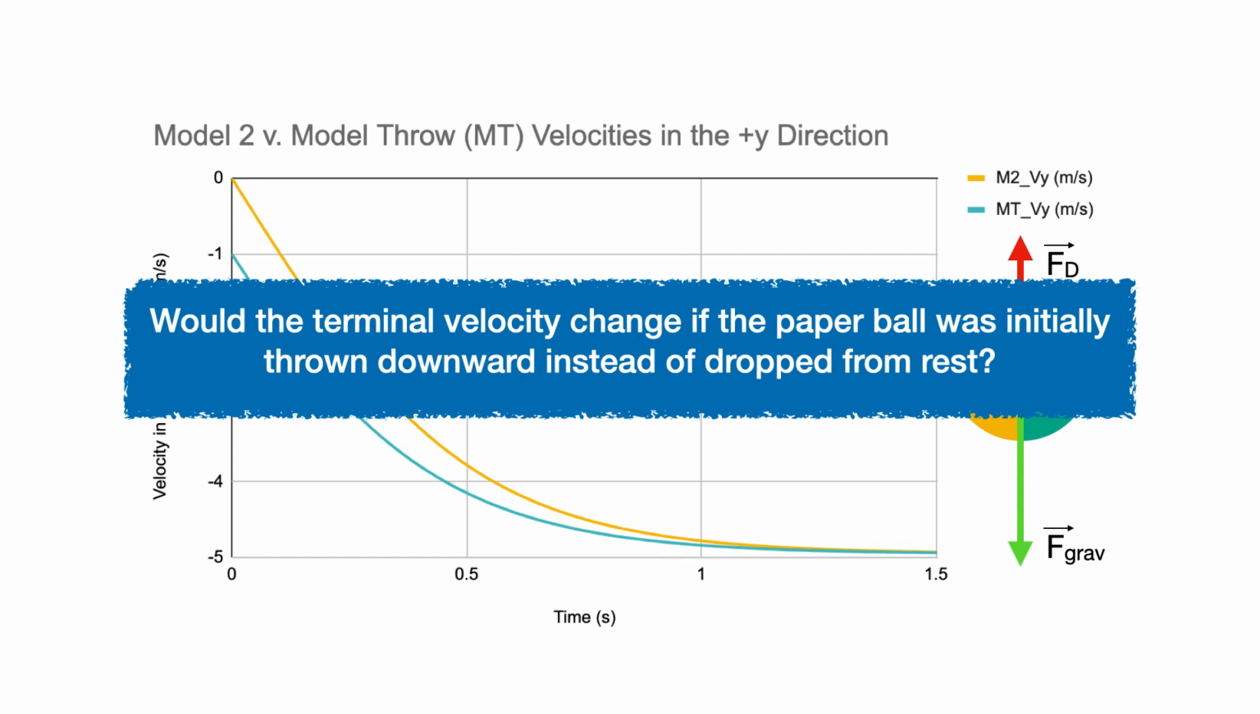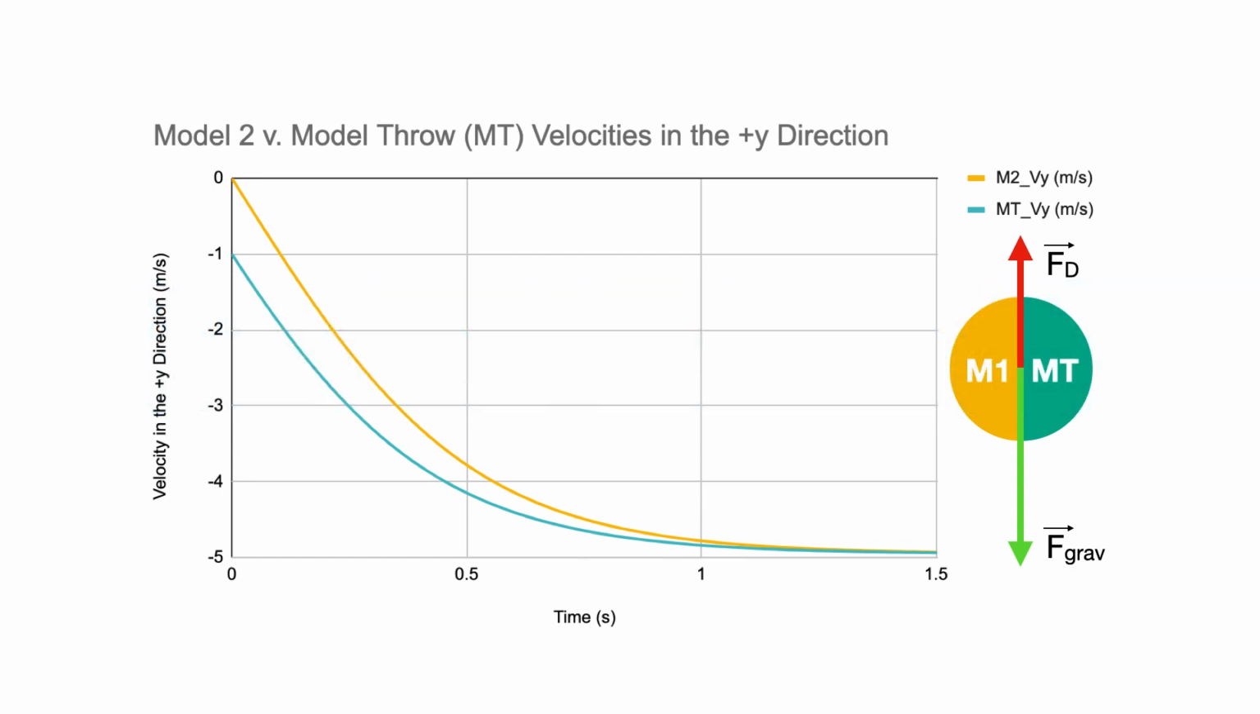Would the terminal velocity change if the paper ball was initially thrown downward instead of dropped from rest? Shown here is the velocity time graph of Model 2 where the time is extended, and another model where there is initial velocity of -1 to represent the paper ball being thrown downward. As evident by the two lines approaching the same constant velocity value, the terminal velocity for the paper ball when dropped from rest and when thrown is the same, but the thrown paper ball reaches terminal velocity faster than when dropped from rest.